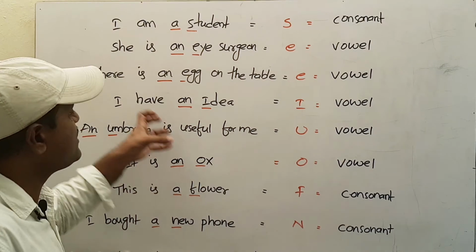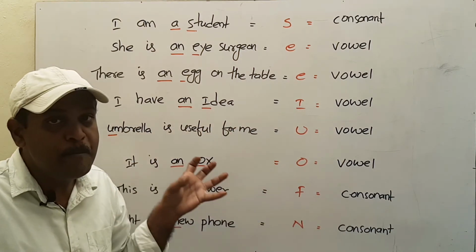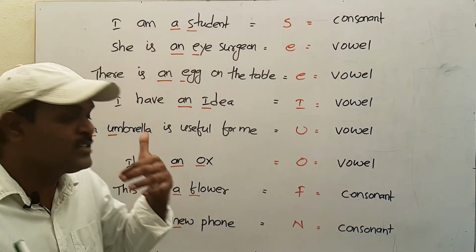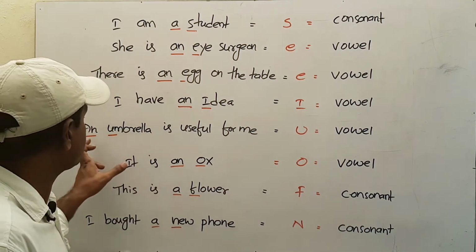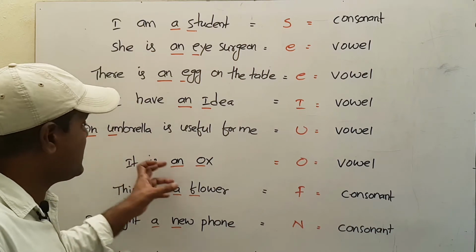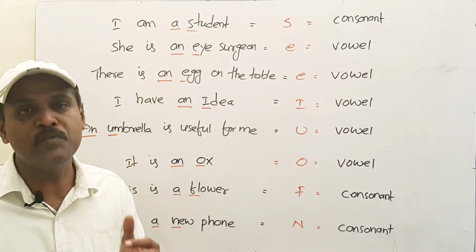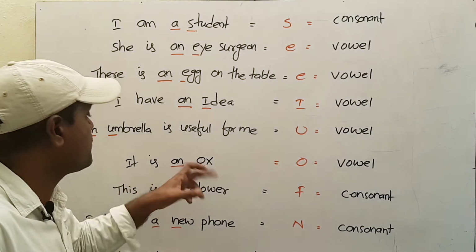An umbrella is useful, mummy. Umbrella. You can hear an uh sound at the starting. So we must keep an before it. It is an ox. Ox. You know, o is a pure vowel sound. So we keep an before it.